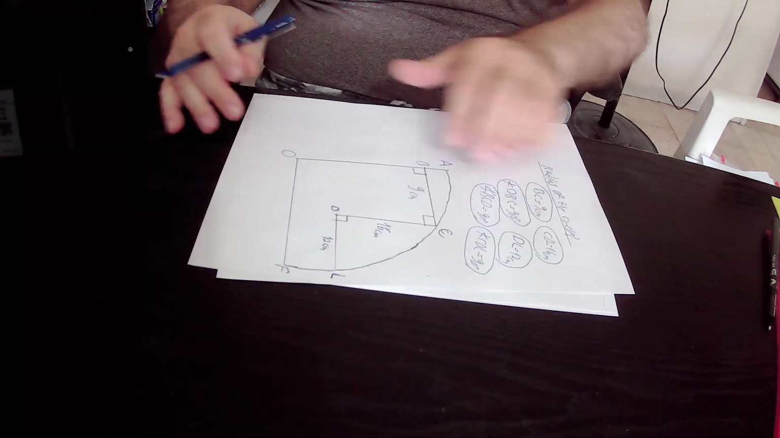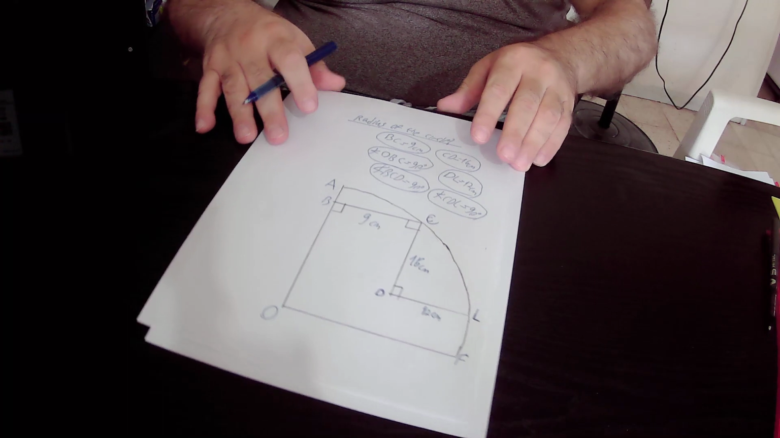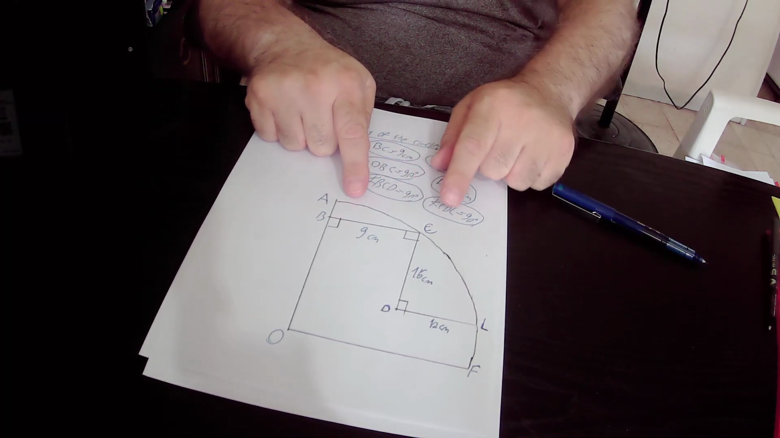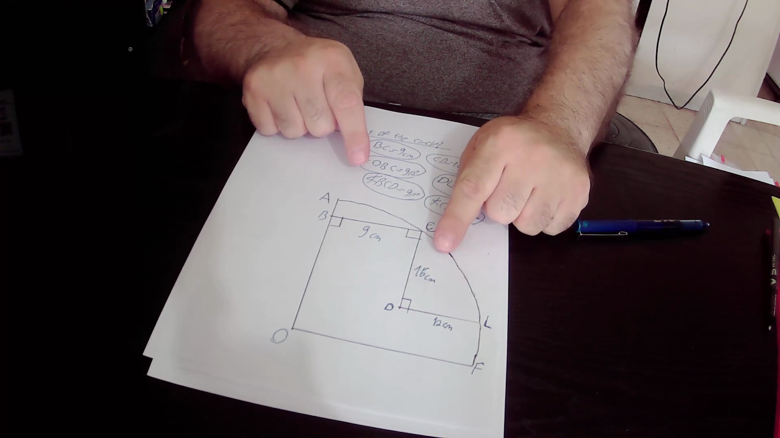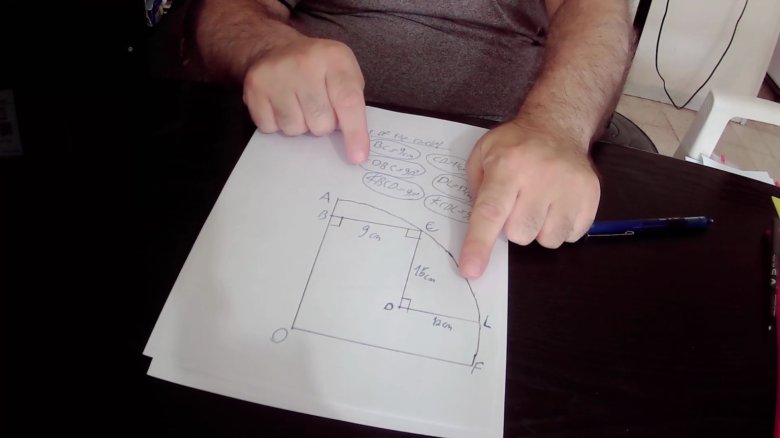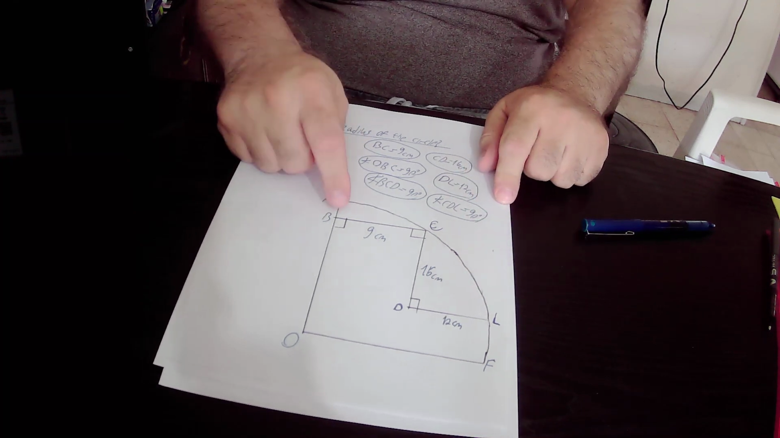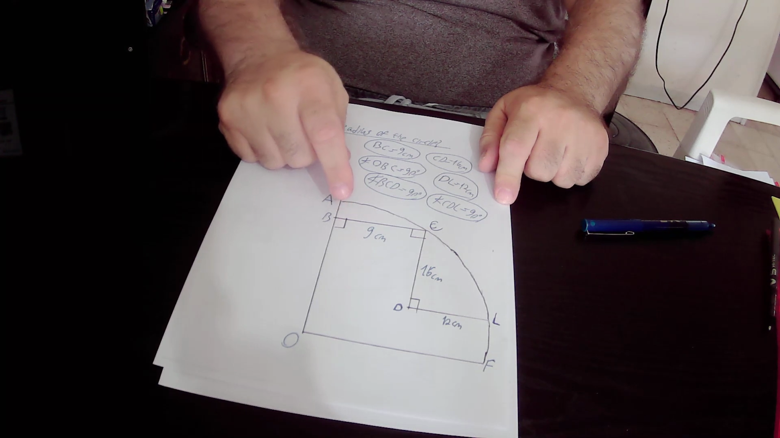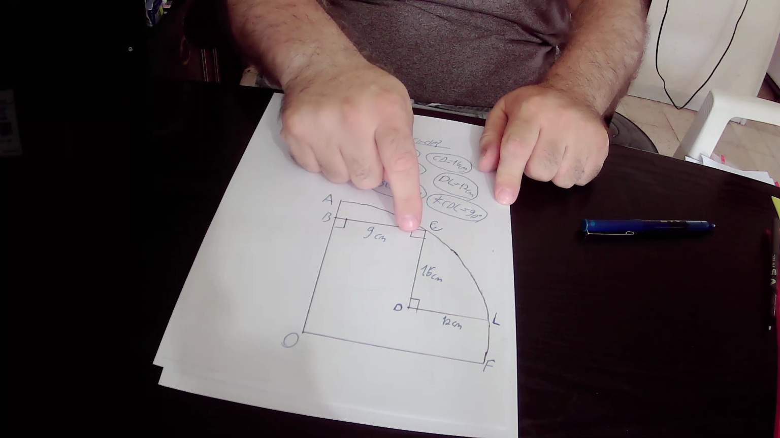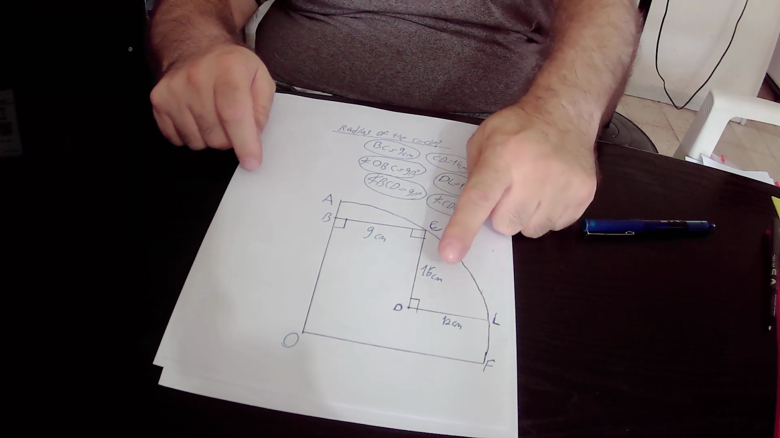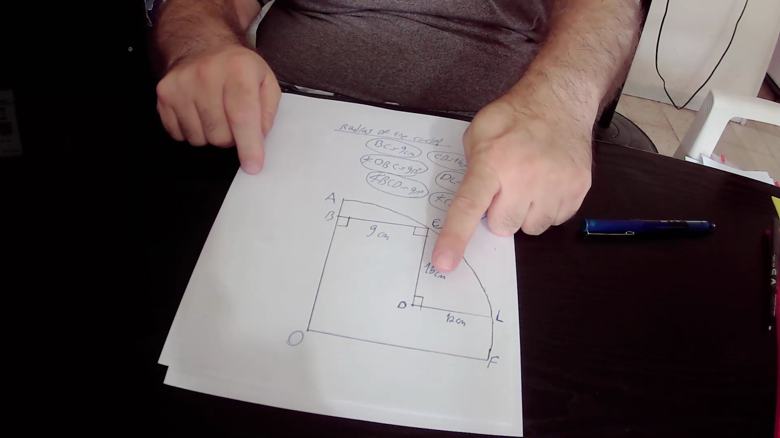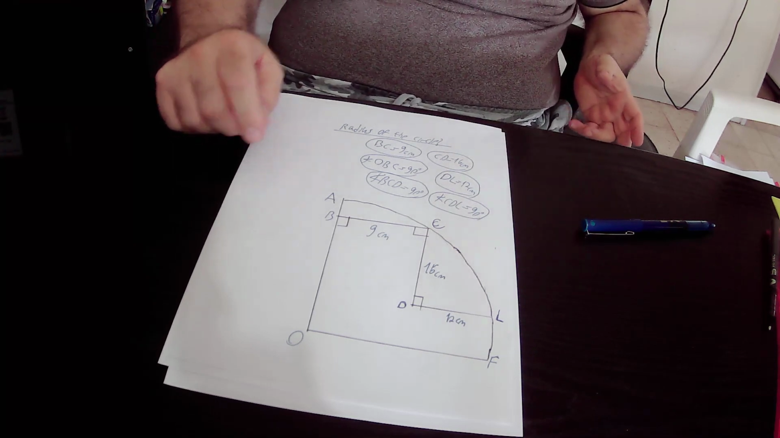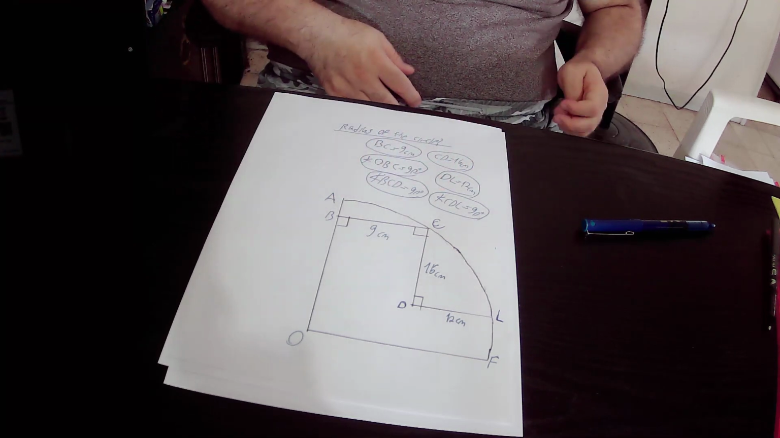In the drawing we have a quarter circle. Line segment BC equals 9 units in length. Line segment CD equals 16 units. Line segment DL equals 12 units. This angle OBC, or CBO, equals 90 degrees. Angle BCD equals 90 degrees. And this angle CDL is also equal to 90 degrees. And our mission is to find out the radius of this quarter circle.